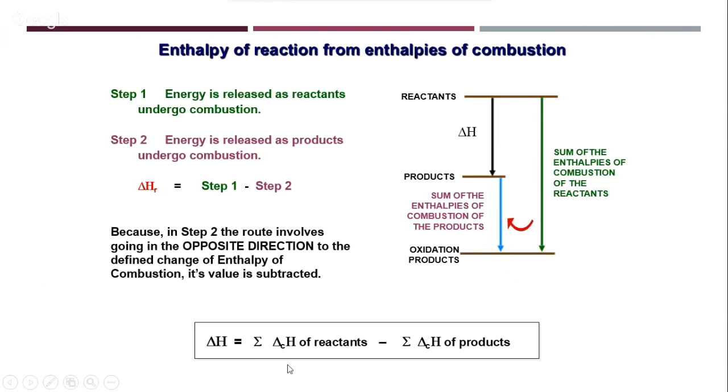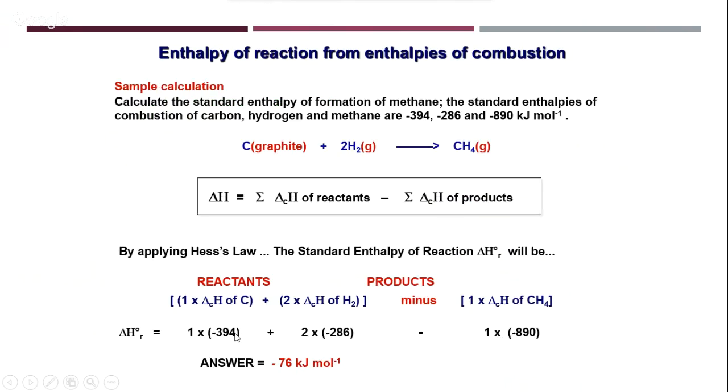Using our previous equation, which is delta HC of reactants minus delta HC of products, you'll see that reactants enthalpies can be written 2 into.